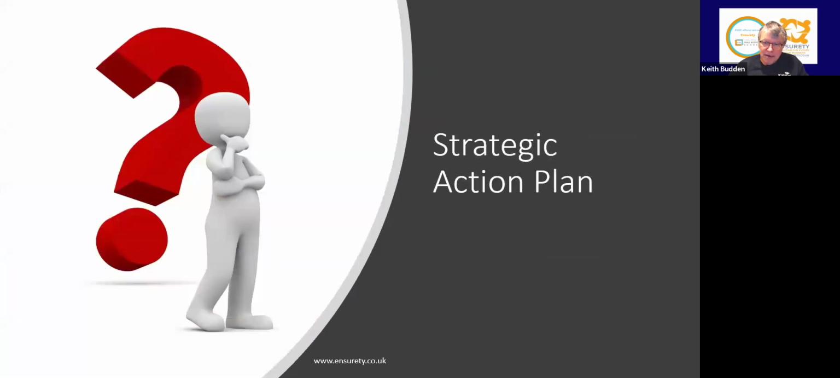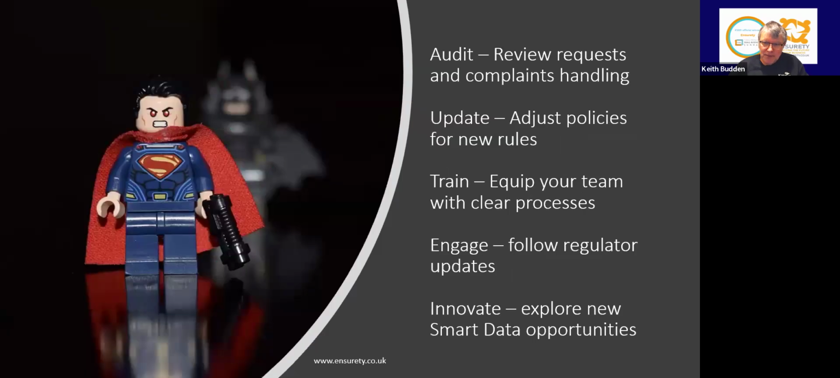So what's the strategic action plan and what can you do now? Start with an audit, review requests and complaints handling. So have you got any in place at the moment? If you haven't, then you need to get some in place.